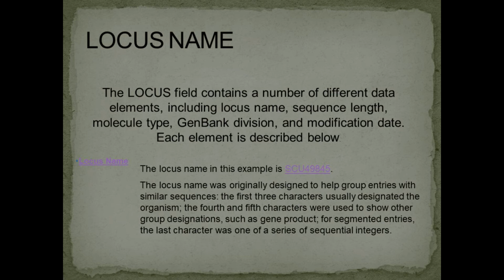The first three characters usually designated the organism. The fourth and fifth characters were used to show other group designation, such as gene product. For segmented entries, the last character was one of a series of sequential integers.